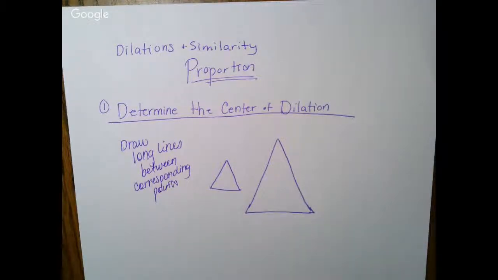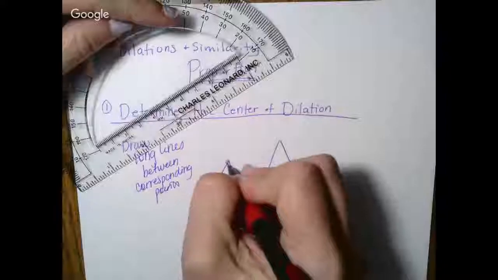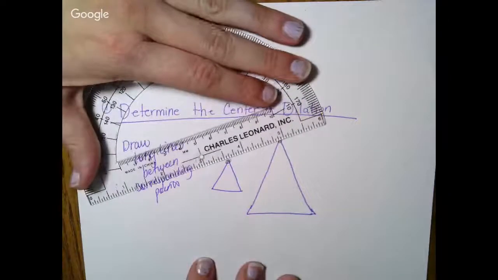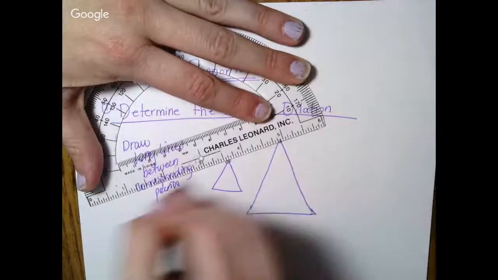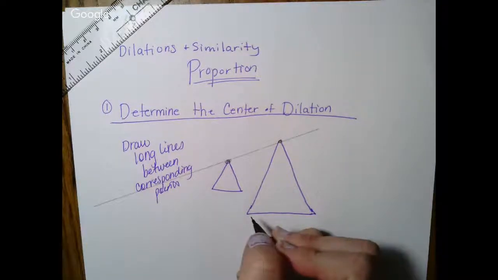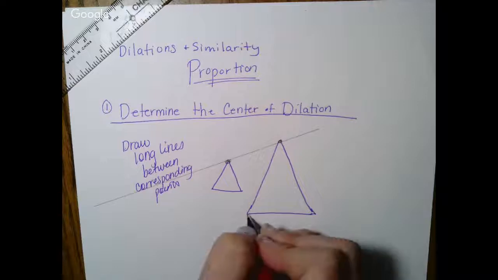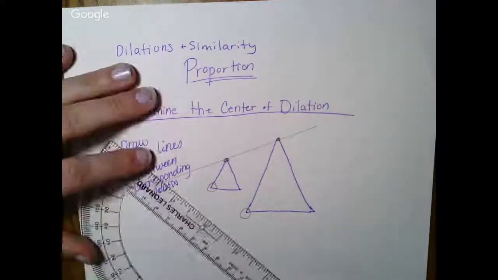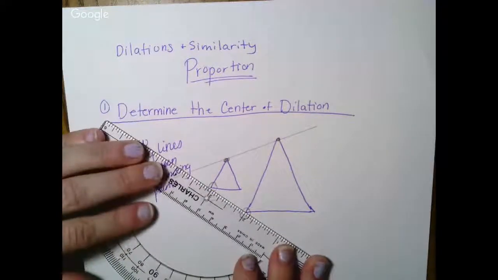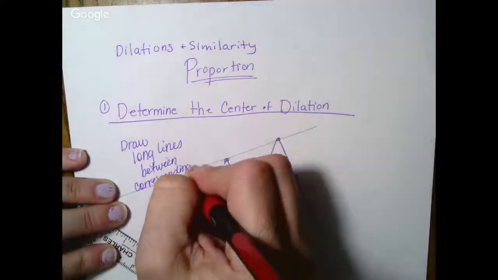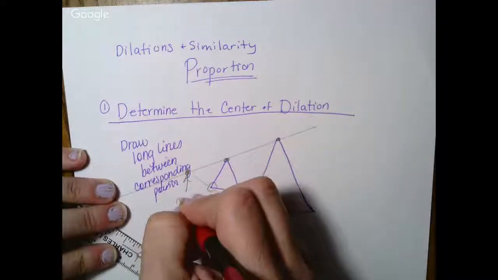So for example, this point here corresponds to this point here. So I'm going to use my ruler, and I'm going to draw a long line that connects those corresponding points. Then it has this point here, and that matches to this point here. So when I do my lines, I get my corresponding point. So this would be my center of dilation.